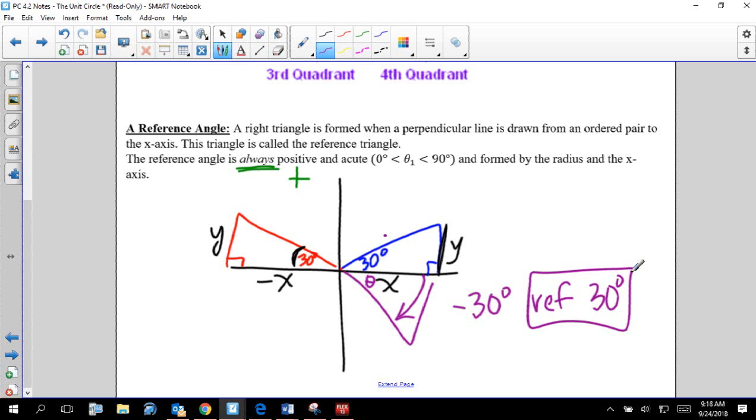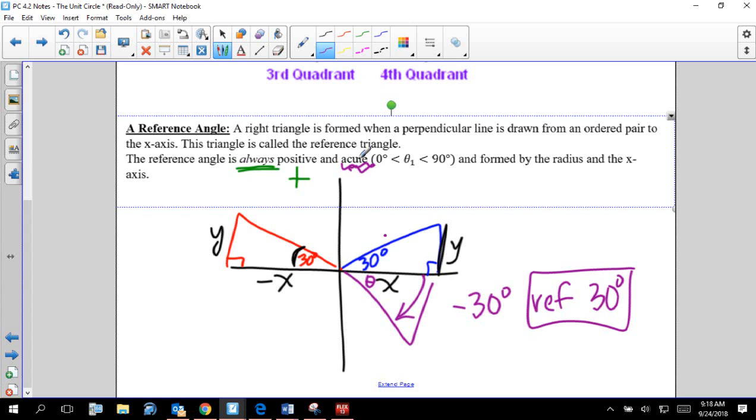Okay, there's another thing that you need to remember is that it's always acute, and acute means it's between 0 to 90. So it has to be between 0 to 90. It cannot be 90 degrees. It cannot be 0 degrees. It cannot be 120 degrees. 0 to 90.